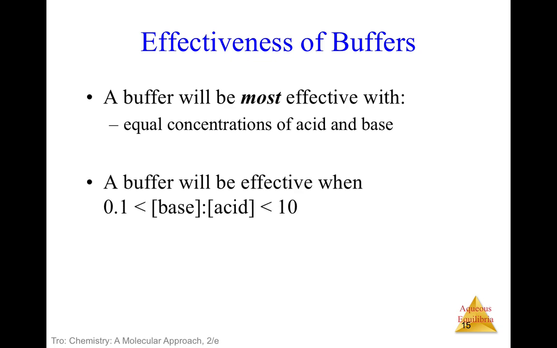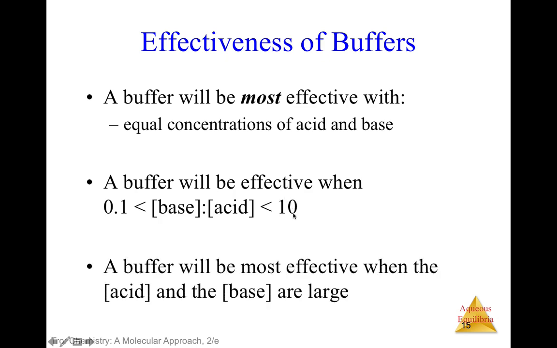A buffer will be effective when, so this is our exact ratio, when you divide the moles or the molarity of the base to the acid in your buffer, you need that ratio to be between 0.1 and 10. If it's lower than 0.1 or greater than 10, it's not a good buffer. And a buffer will be most effective when the acid and base concentrations are large. Again, more moles in a smaller volume, you have a better buffer.